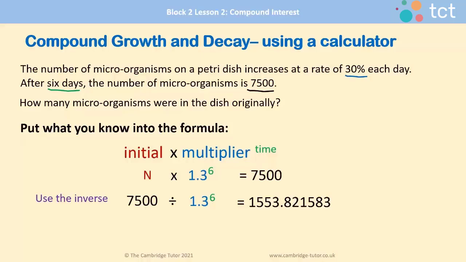1,553.821583. Generally, for this sort of question, they would ask you to give the whole number, because it's asking you exactly how many microorganisms were in there. So if we round this to the nearest whole number, that 3 will need to go up to 4, because the next number after the decimal point is an 8. So the original number of microorganisms in the Petri dish was 1,554.